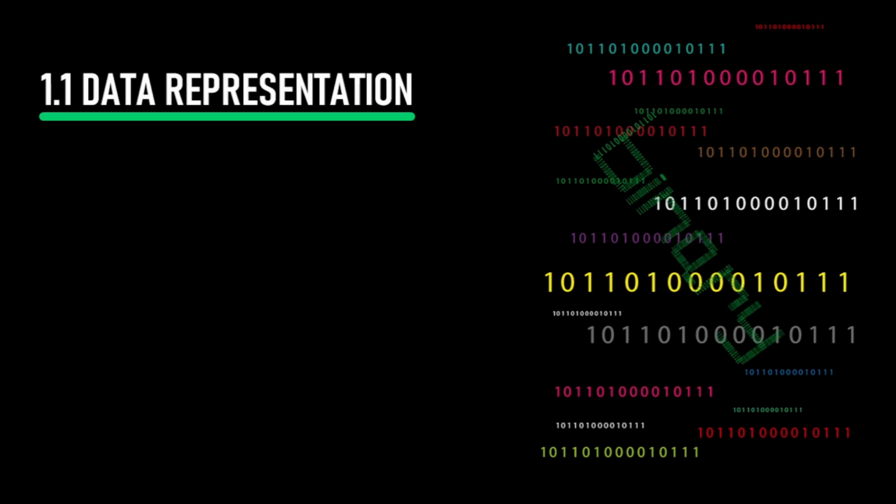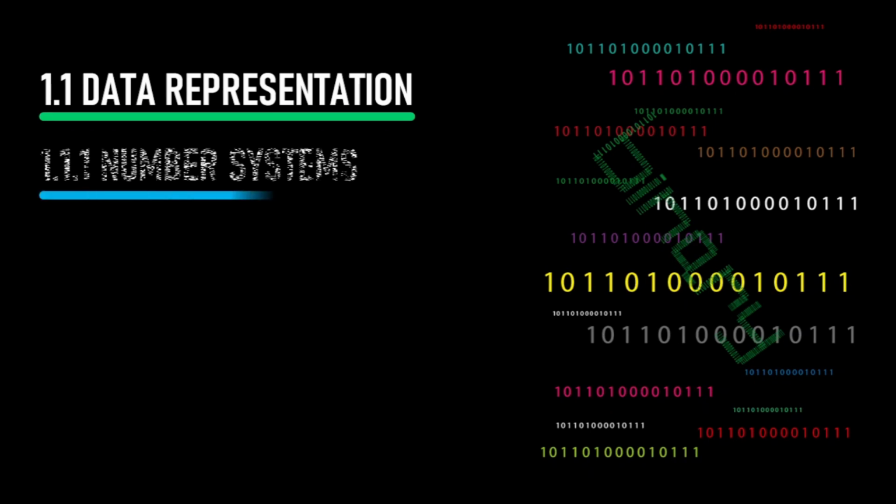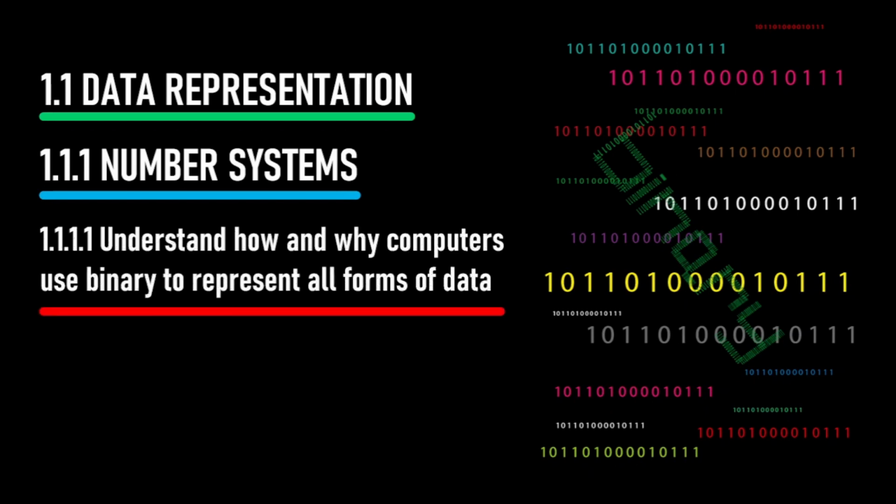So there are three subsections of data representation. We're going to be looking at the first one, that is number systems, that what are the different number systems used by the computers and by humans, and what are the number systems that are exchanged in between them. Now, the objective for today is understanding how and why computers use binary to represent all forms of data.